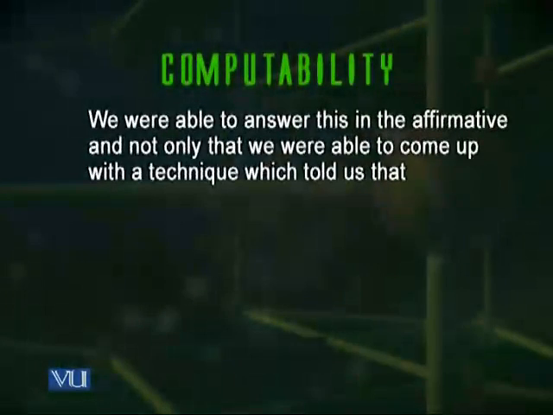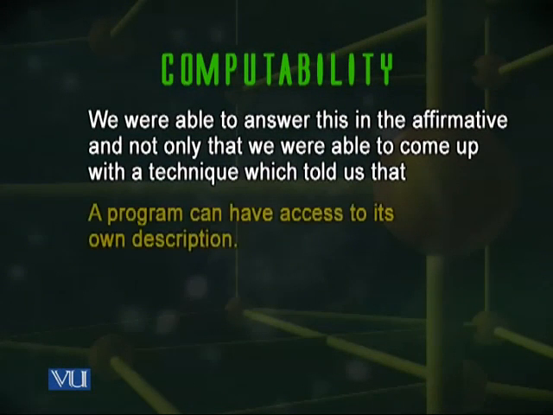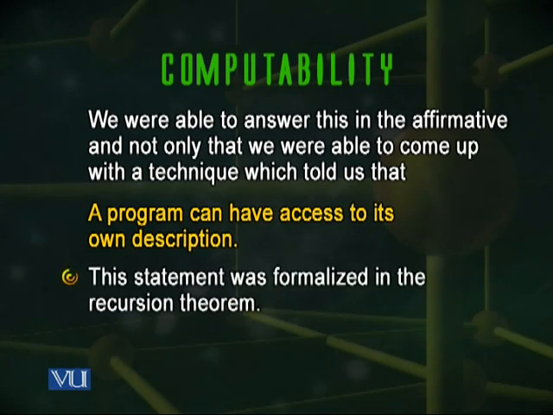When we tried to solve this problem, we realized that one could write such a program. And we were able to answer this question in the affirmative, and not only that, we were able to come up with a technique which told us that a program can have access to its own description. This statement was formalized in the recursion theorem. So the recursion theorem is a statement which says that programs can have access to their own descriptions, and therefore you could write programs that analyze themselves and then make a decision. However, the analysis power of programs is severely limited.